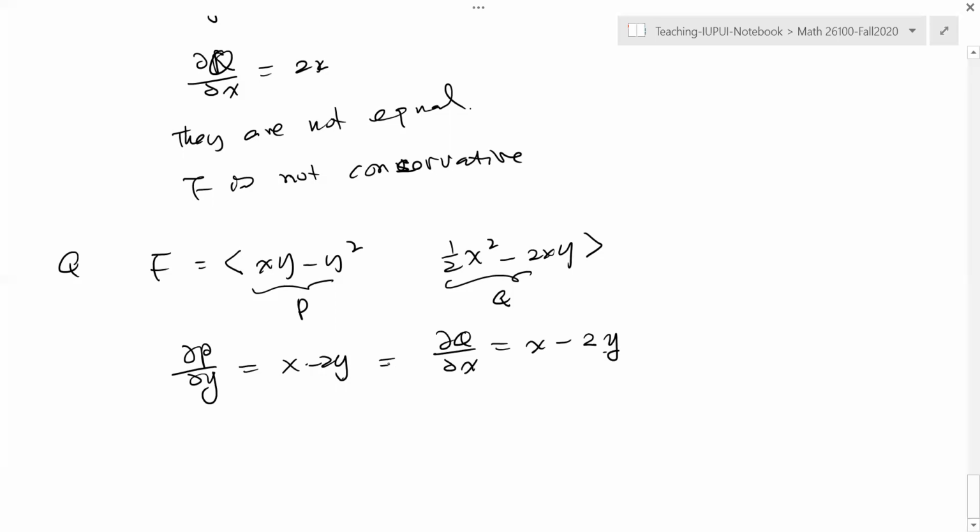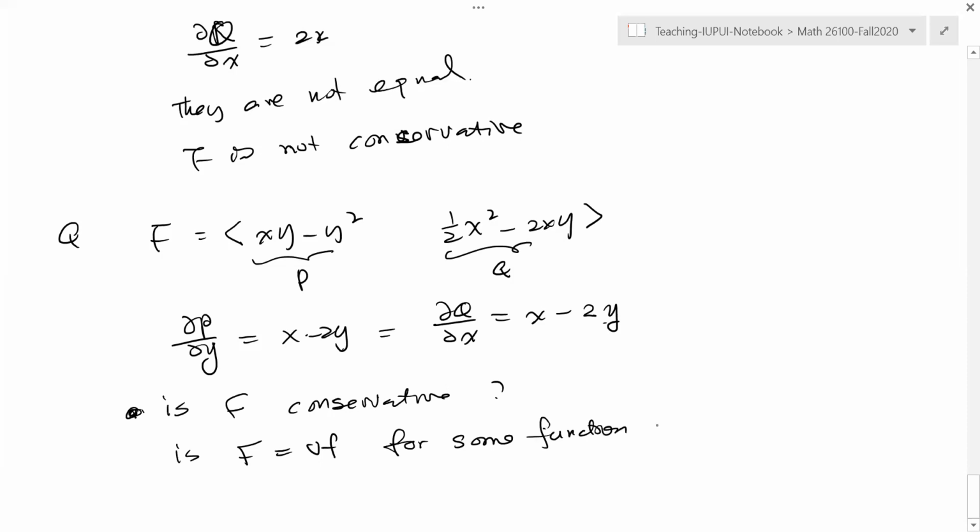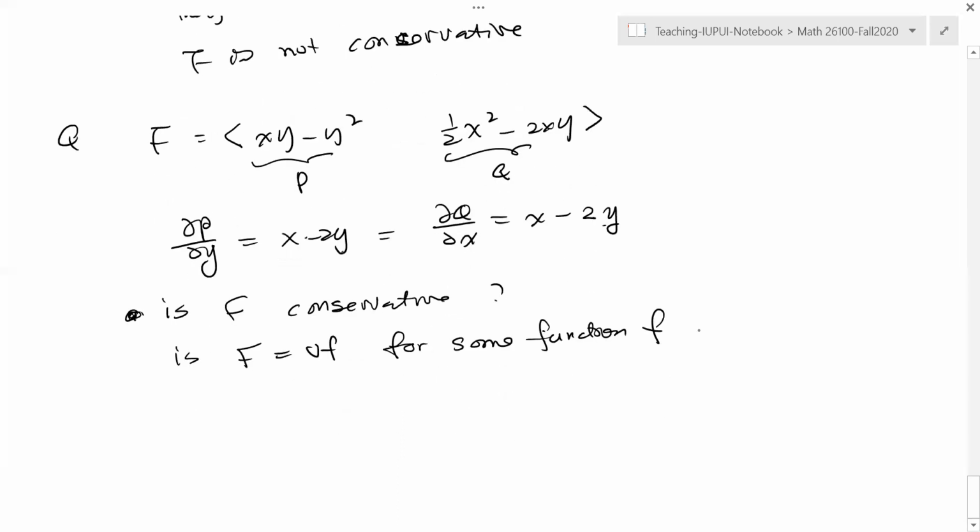Can you repeat the question one more time? Yeah, we just check whether those two components satisfy this identity, right? They're equal. The question is, is f conservative? Namely, is f equal to the gradient of some function f? So we have to find out that.